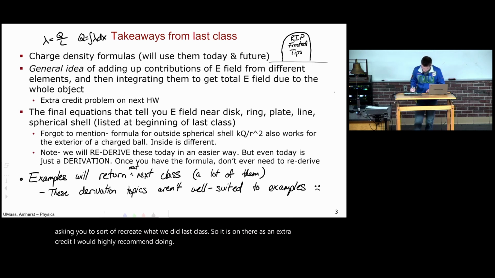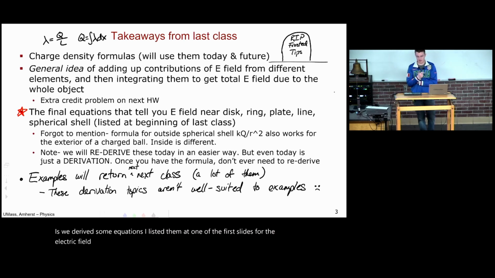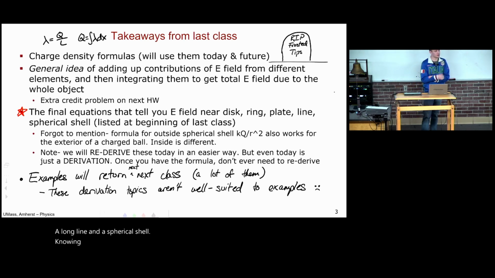The main takeaway from last class, though, is we derived some equations. I listed them at one of the first slides for the electric field near common objects: a disk, a ring, a plate, a long line, and a spherical shell. Knowing those formulas is the main thing you're going to want to take away.